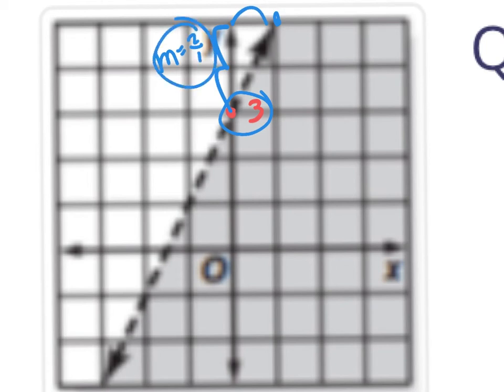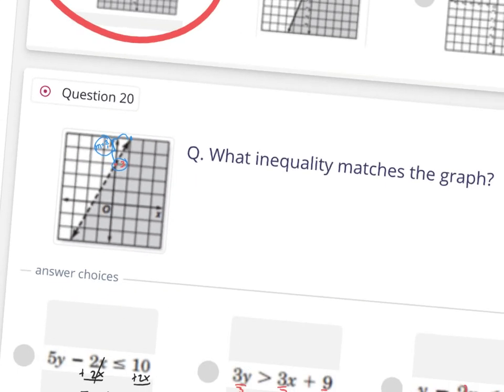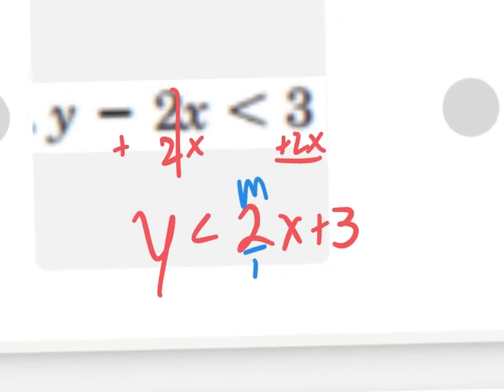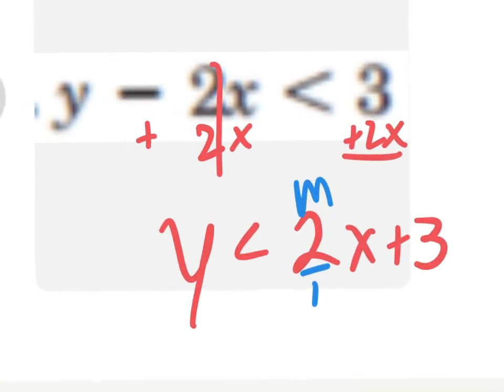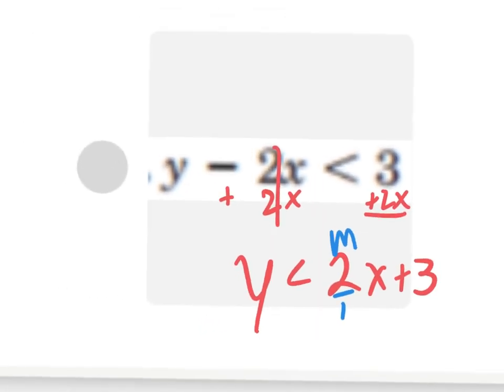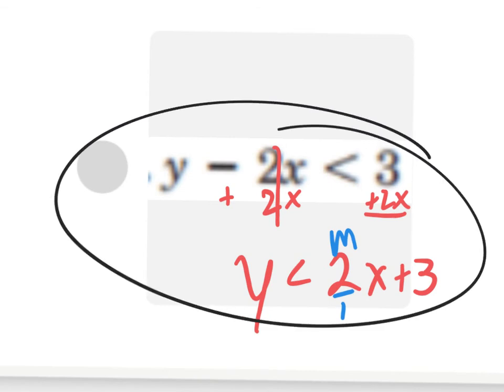The only thing we need to worry about is that there is no solid line underneath the inequality because it's a dotted line, and that it's a less than symbol because it's shaded below. And if we take a look at that, it is a less than with no solid line, so this is the correct answer, ladies and gentlemen, right here. Let's move on to the next one.